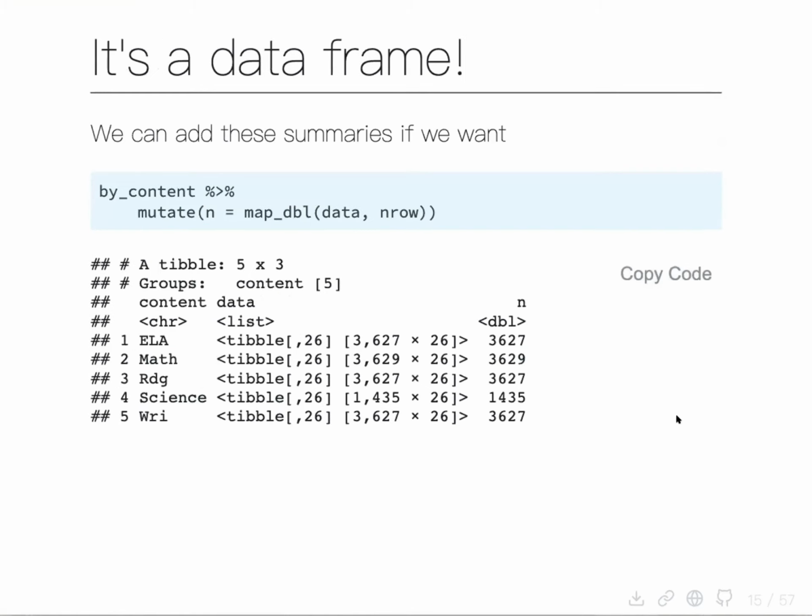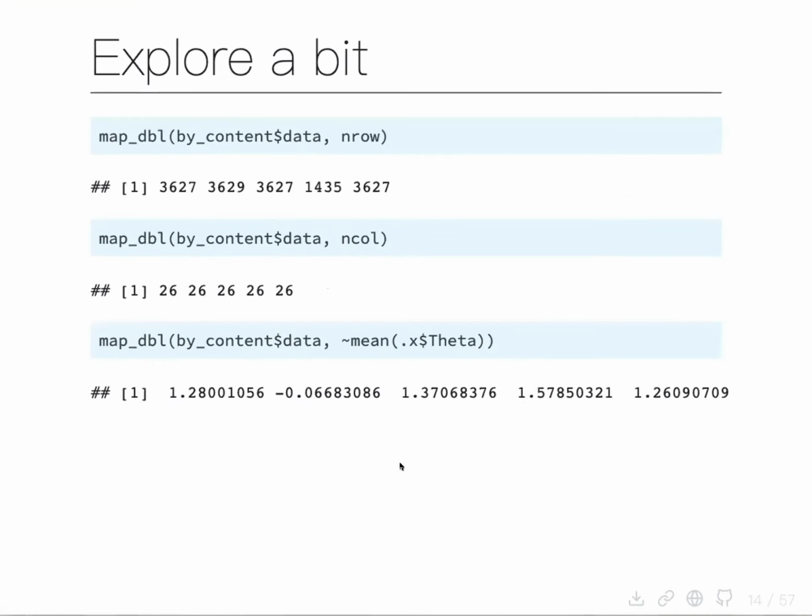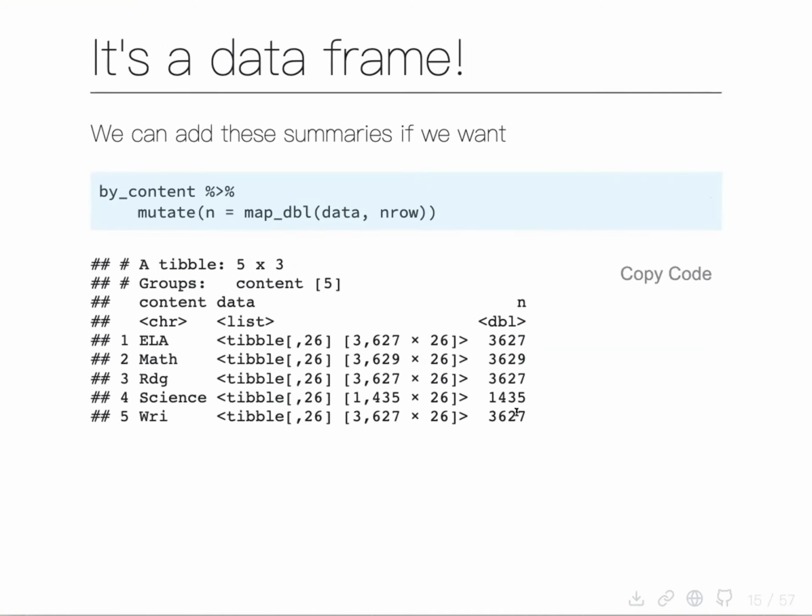Okay, and because it's a data frame, what's nice is we can use mutate, and we can just go ahead and actually add this stuff to our data frame. You can actually see here in the message, it tells you how many rows and how many columns there are, but maybe we wanted to add that as a new column to our data frame. We could say by content mutate. We're going to create a new variable called n, where we're going to map double. We're going to loop through data, this column, and apply the function nRow. Okay, and that's going to do the same thing as over here, exact same thing, but it's just going to store it in a new column here.